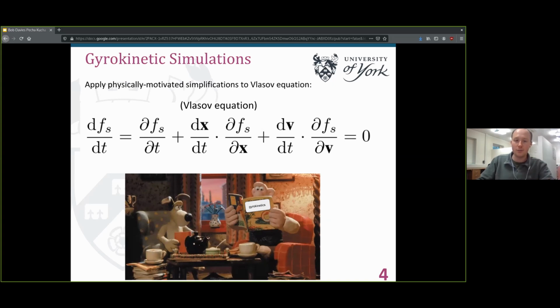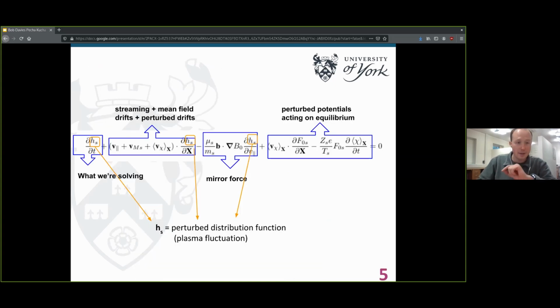So we start off with a completely accurate, but numerically intractable Vlasov equation, and we make some physically motivated simplifications. We end up ultimately with the gyrokinetic equation, shown here. The details are not supremely important, but H is the distribution function, which tells us about plasma fluctuations, and it evolves in time according to various physical effects shown here.